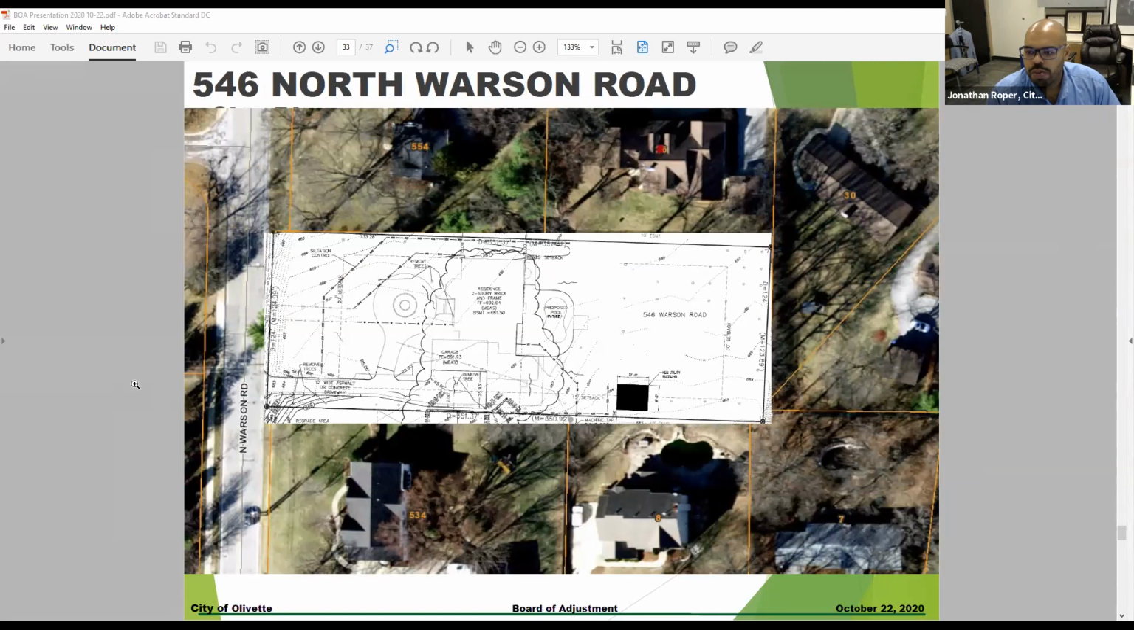Also, the neighboring properties are here again, and the petitioner is here as well. Right. Any questions for Carlos? Yes. Jonathan or Carlos, how do we know how tall this existing sun house, greenhouse is? We would have to ask the petitioner. We don't. No, we don't. Okay. There's a picture, but I don't know if that even helps.